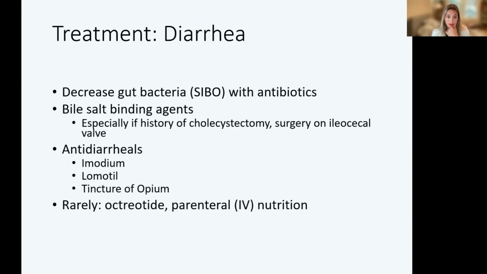Treatment for diarrhea symptoms involves thinking about treating SIBO or testing for SIBO with antibiotics, trying bile salt agents, things like cholestyramine, particularly if there's a history of a gallbladder surgery or surgery on the ileocecal valve, antidiarrheal treatments, and rarely needing things like octreotide or IV nutrition.